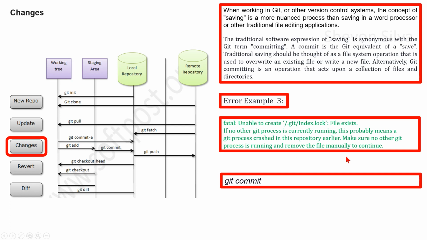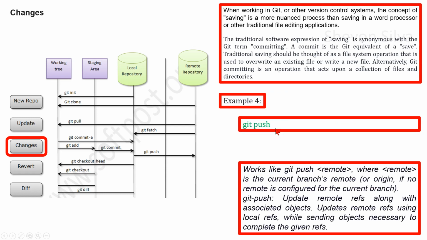As another example 3 error, we can consider this: fatal, unable to create .git/index.lock, file exists. If no other Git process is currently running, this probably means a Git process crashed in this repository earlier. Make sure no other Git process is running and remove the file manually to continue. This error occurred in git commit.